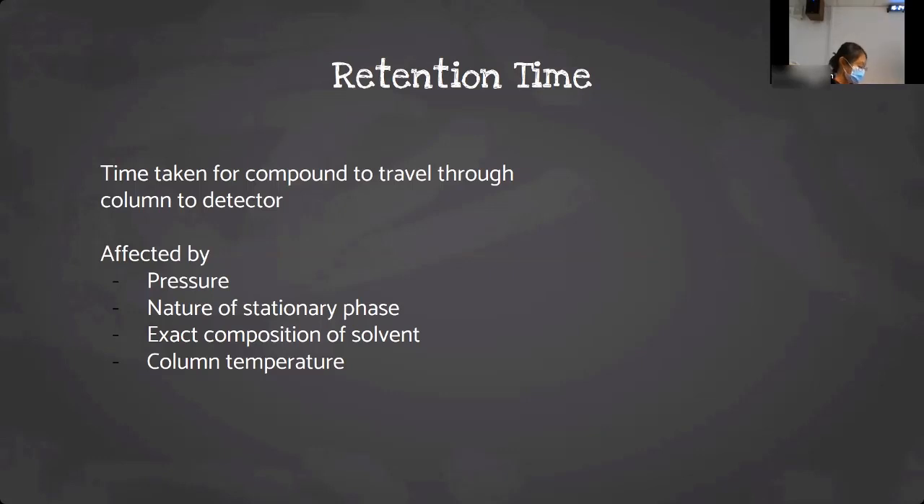Different compounds have different retention times, and for a particular compound, the retention time will vary depending on the pressure used, because that affects the flow rate of the solvent, the nature of the stationary phase, and the exact composition of the solvent, because this affects the interactions between the components of the mixture and the two different phases. The temperature of the column also affects the retention time. If you want to use retention time as a way of specifically identifying the compounds, such as how you do that in paper chromatography, you have to very carefully control these 4 different factors.